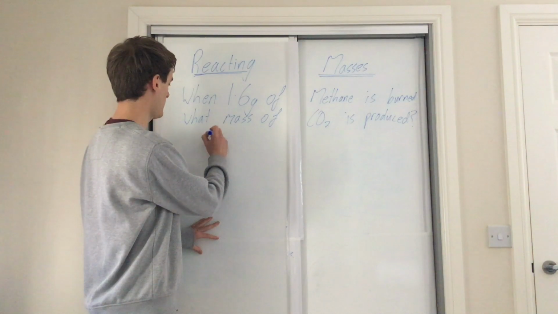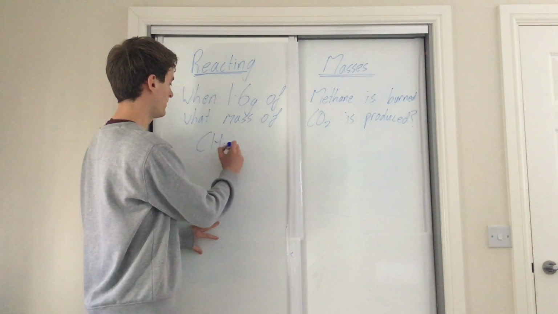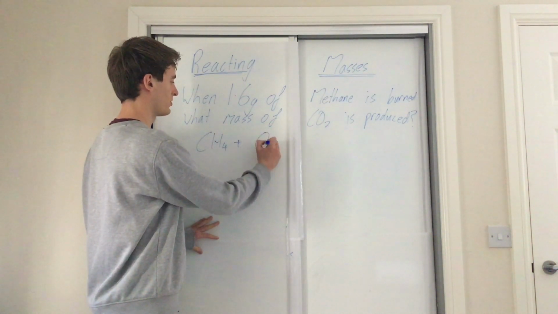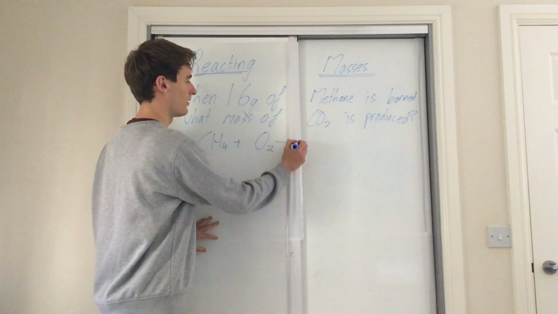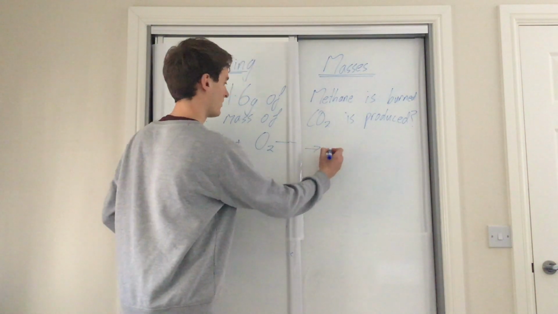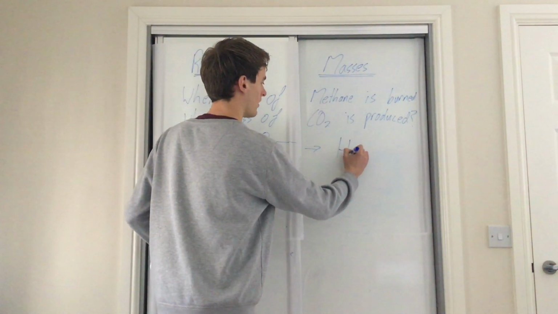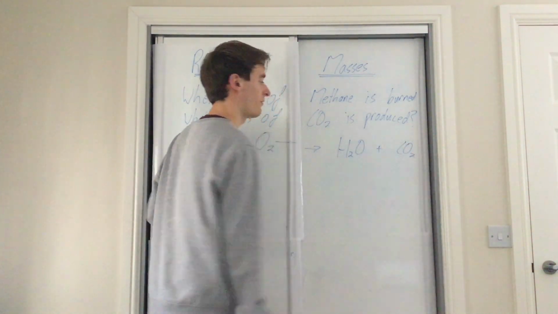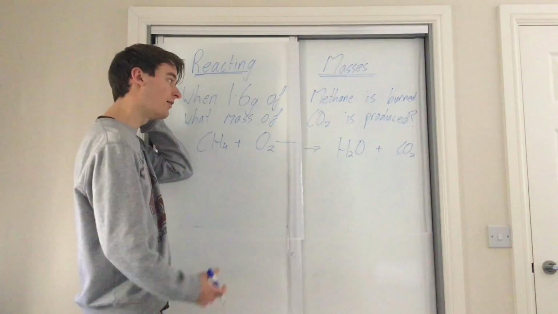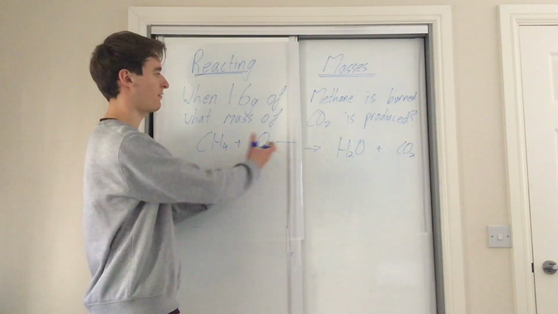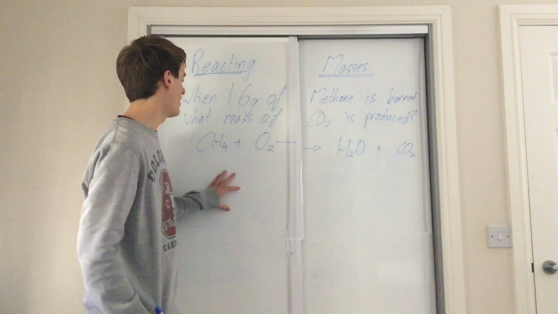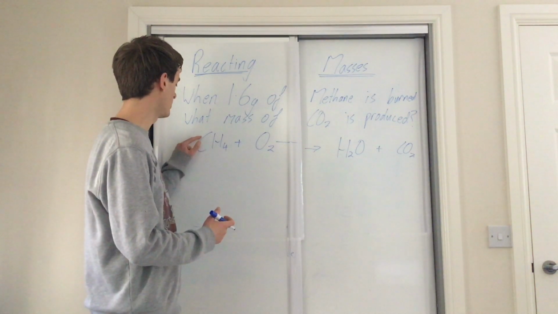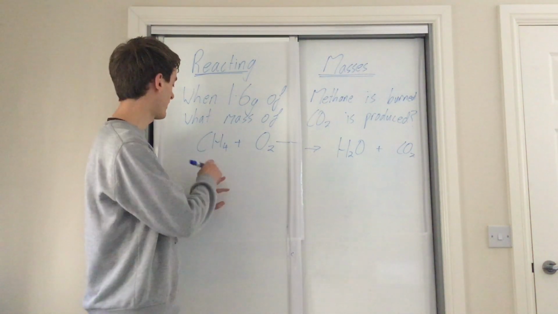So, methane is CH4 plus oxygen goes to H2O and CO2. So far so good, standard combustion reaction. We now need to balance this in order to make sure that the equation is correct.